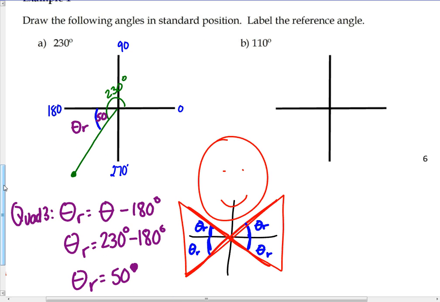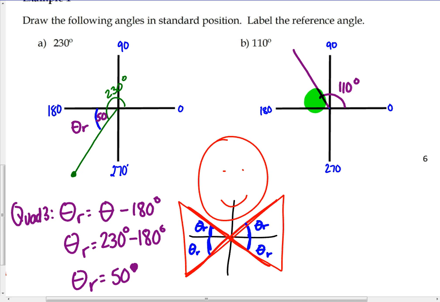Okay, so let's try another one. 110. If we're at 110 degrees, is that quadrant 1, 2, 3, or 4? Quadrant 2. So 110 is approximately here. It's a rough sketch. Where would our reference angle be? Is it going to be up here or down here? Blue or green? I mean, yellow or green? Yellow.